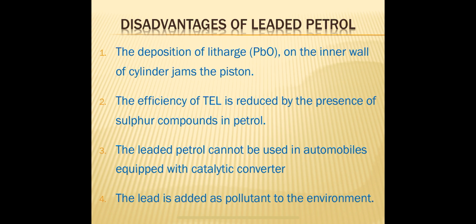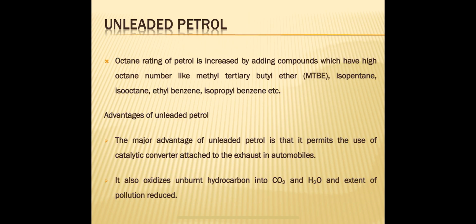So for this reason, alternatively, the octane rating of petrol is increased by adding compounds which have a high octane number, like methyl tertiary butyl ether, isopentane, isooctane, ethyl benzene, isopropyl benzene, etc. So without using a lead derived chemical compound, we are going to use some other compounds, like methyl tertiary butyl ether or isopentane. Those will not show the disadvantages shown by the leaded petrol.